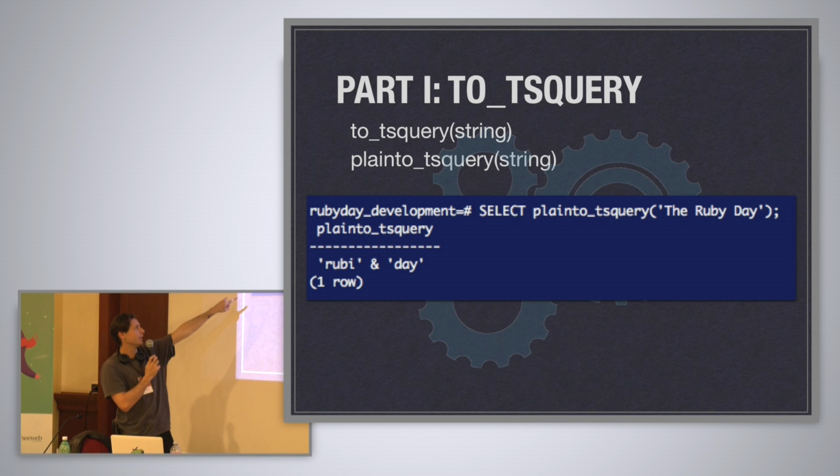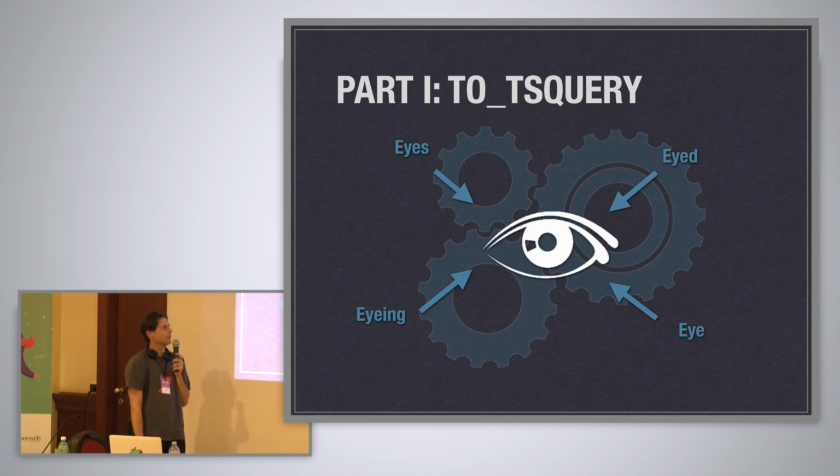And if you're not familiar with the word, lexemes is basically a word root. The reason that we do this is because we want to be able to query for different words that are related to one another. So all of these words, eyes and eyeing and I and eyed, these all have the same root of I.